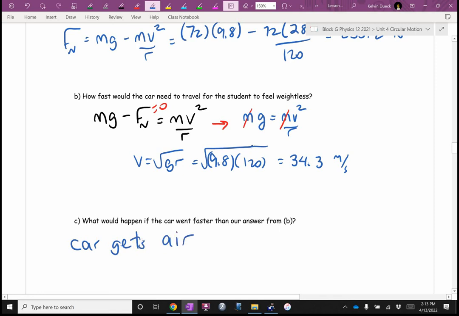Car gets air. It'll leave the ground. Has to be, because now you've actually got an unbalanced force in the vertical direction. And you're no longer traveling in a circle, so we're okay. We don't have to have the winning force pointing down as soon as you leave the ground.